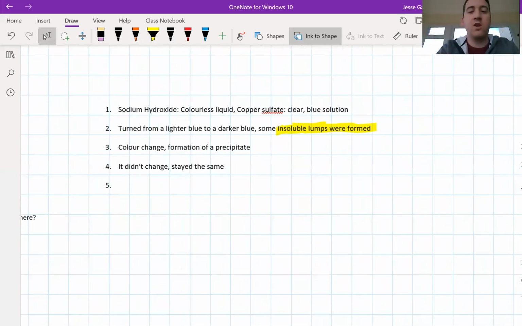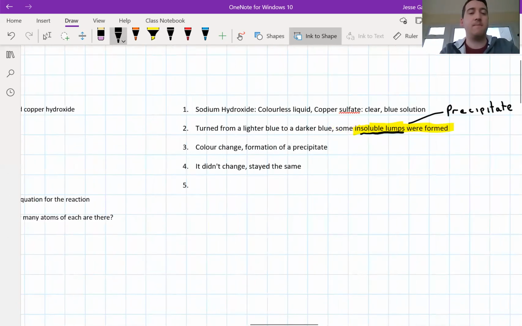When we do a reaction and we make an insoluble solid, we call this substance a precipitate. Here's another new key word for you today, a precipitate. A precipitate is just where an insoluble solid is formed in a chemical reaction. And it's a sure sign that a chemical reaction has taken place.